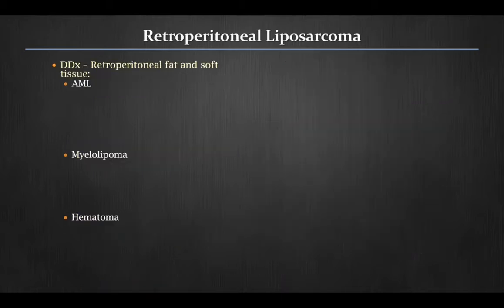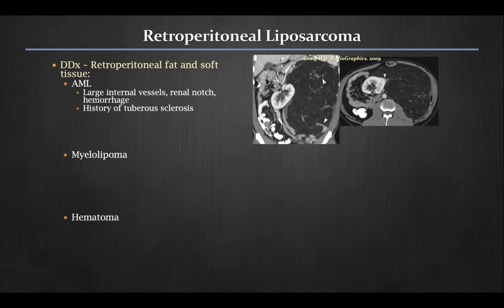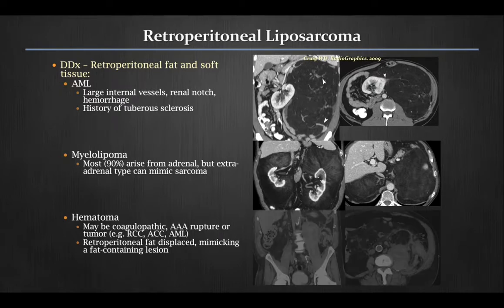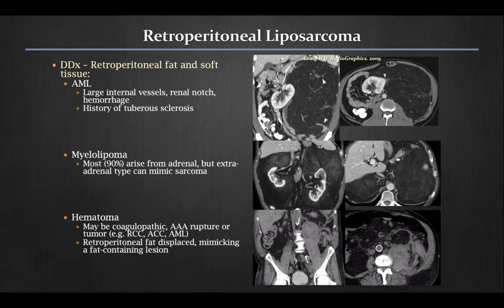So our differential here for a fat and soft tissue containing mass in the retroperitoneum: AML, like I said, the first question for a large fat-containing mass in the retroperitoneum is, is it arising from the kidney or the adrenal? If it's arising from the kidney, then it's almost certainly an AML. If it's arising from the adrenal, then it's most likely a myelolipoma, although you can have extraadrenal myelolipomas that can mimic sarcoma, like the example I've shown here. And you can also have a hematoma where you have not fat in a lesion necessarily, but you have a large hematoma of mixed attenuation, and it sort of encompasses or displaces fat, mimicking a fat-containing lesion.